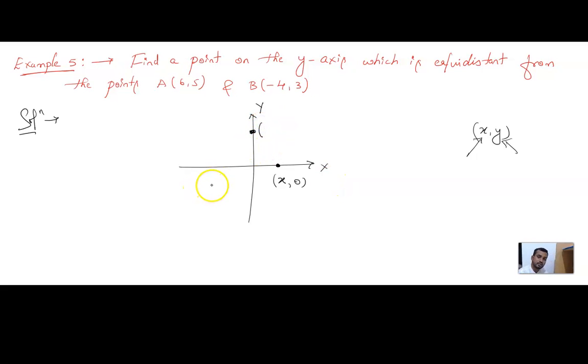On the y-axis, is the x value present? No, the x value is 0, but the y value will be present, that is y. So what are the coordinates on the x-axis, or what is the point on the x-axis? x comma 0. On the y-axis, 0 comma y. You should remember this condition. On the x-axis the x value will be there, the y value will not be there, that is 0. On the y-axis the x value will not be there, but the y value will be there.